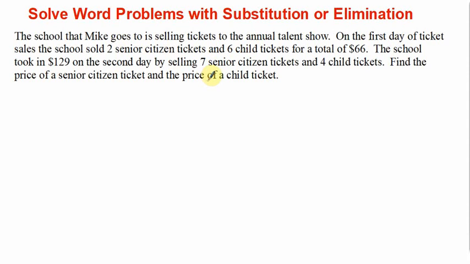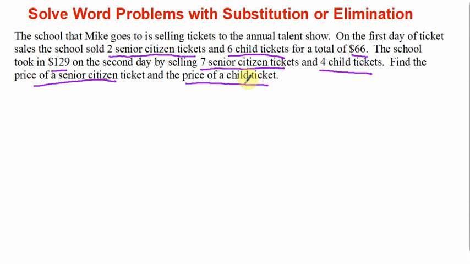So if you think you know how to set it up, go ahead and try it, and then hit play when you're ready to look at the answer. This says the school that Mike is going to sells tickets for the annual talent show. On the first day of ticket sales, the school sold 2 senior tickets. So I'm just going to underline the things that look like they're going to be important in our equation, because there's a lot of words here, and part of this challenge is we're going to have to translate the words into math. So 2 senior tickets and 6 child tickets for that amount of money, $66. Okay, on the second day, they made $129 by selling 7 senior tickets and 4 child tickets. Find the price of a senior ticket and the price of a child ticket.